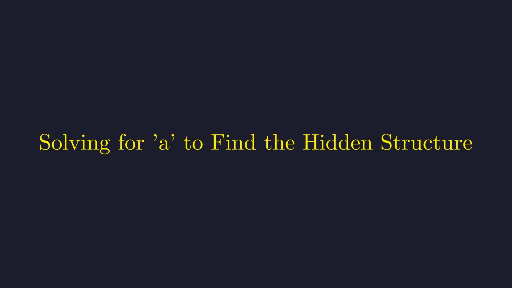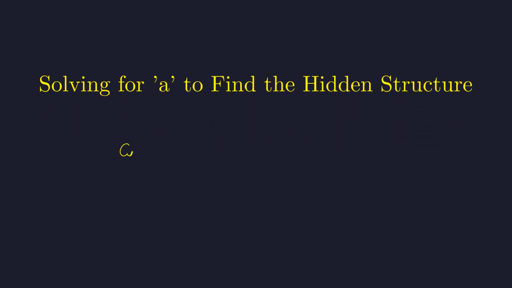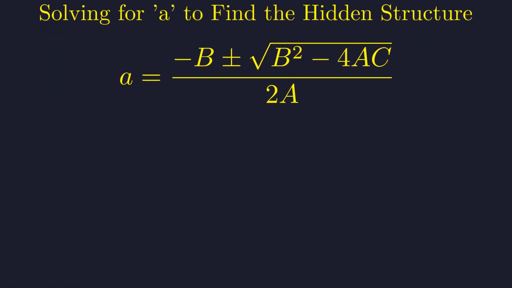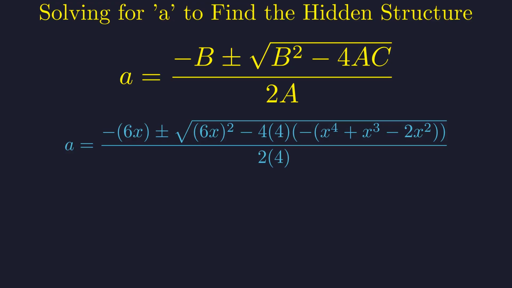By solving for a, we're not getting the final answer directly. Instead, we're uncovering a hidden relationship between a and x. Here's the quadratic formula set up to solve for a. Now we substitute our coefficients. b is 6x, a is 4, and c is the negative of that big polynomial in x.